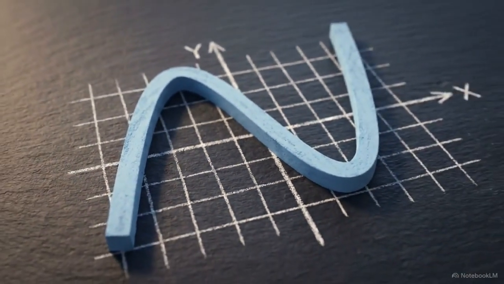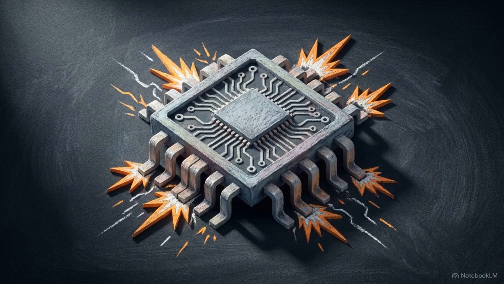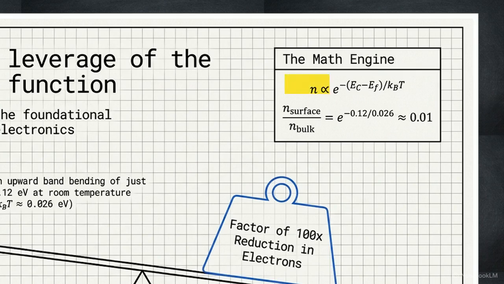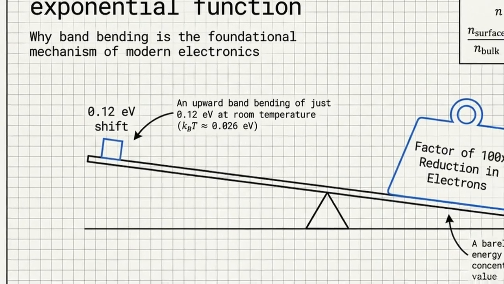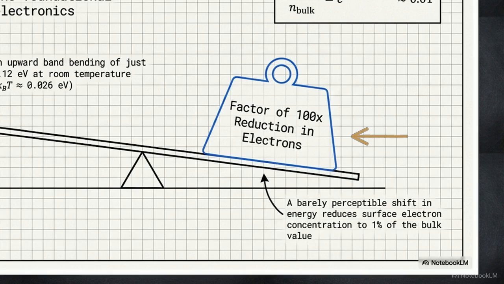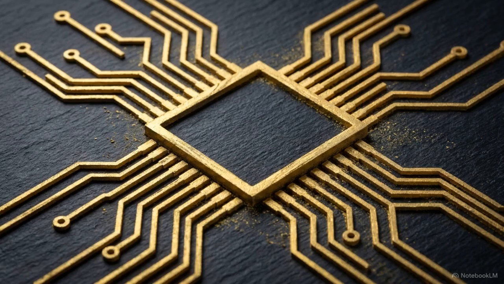We measure these shifts in fractions of an electron volt, but their impact on conductivity is massive. This exponential engine links carrier concentration to the gap between the conduction band and the Fermi level. An upward band bending of just 0.12 electron volts at room temperature seems negligible, yet that tiny shift results in a factor of 100 reduction in available surface electrons. This exponential leverage is what makes band bending the foundational mechanism of all modern solid-state electronics.